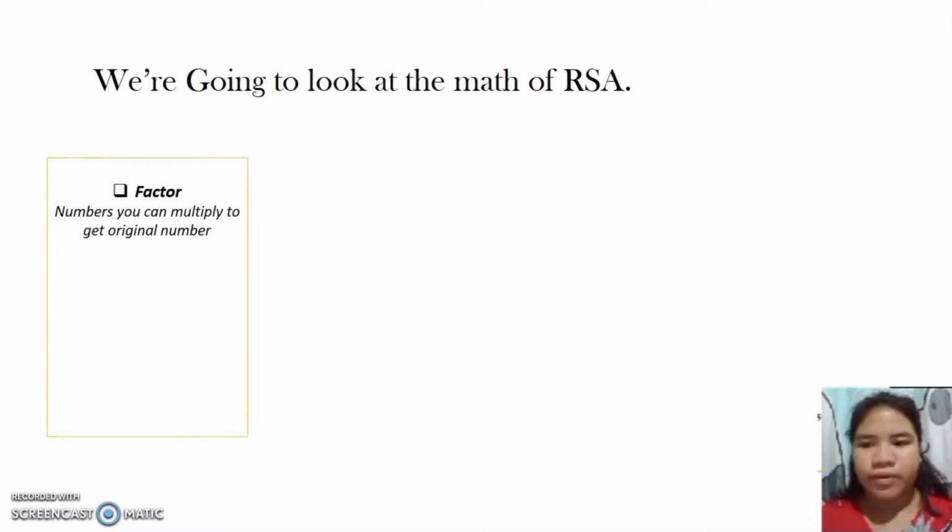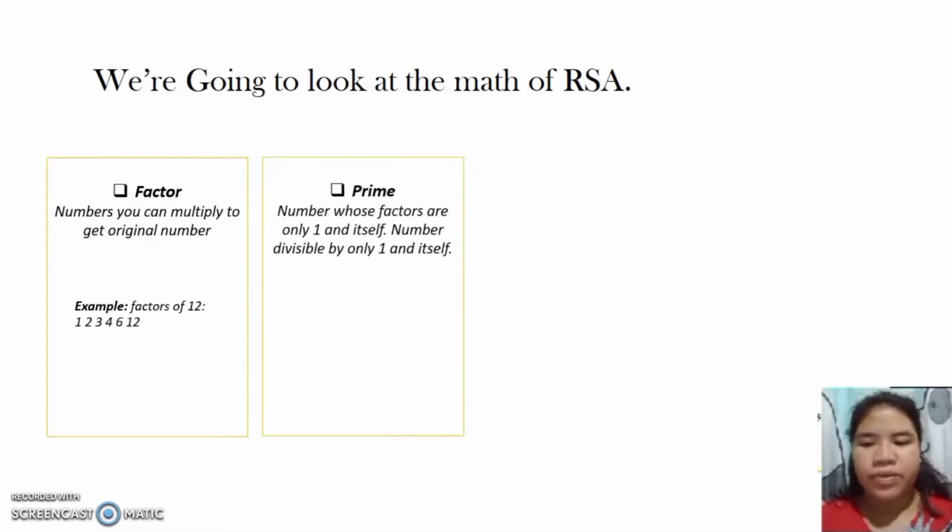Factors of a number: numbers you can multiply to get the original number. Example, the factors of 12 are 1, 2, 3, 4, 6, and 12. For the prime numbers, a prime is a number whose factors are only 1 and itself, a number divisible by only 1 and itself. For example, 2, 3, 5, 7, 11, 13, 29, 37, and 61.